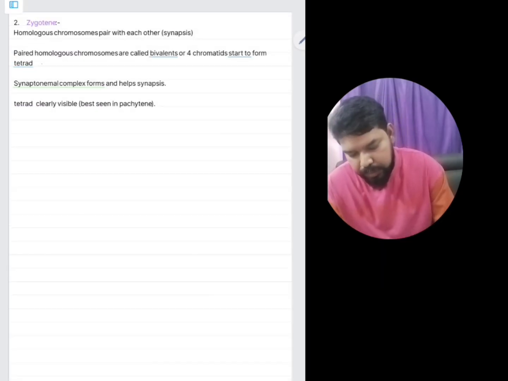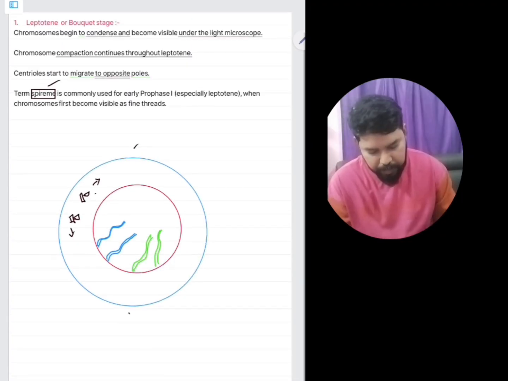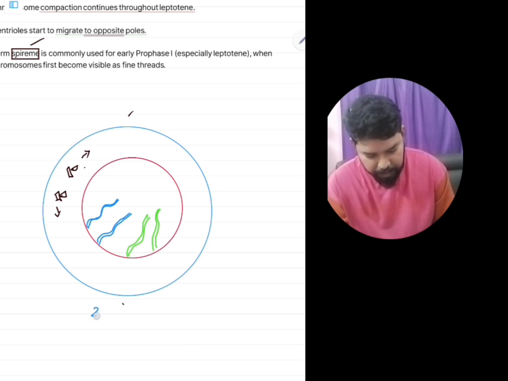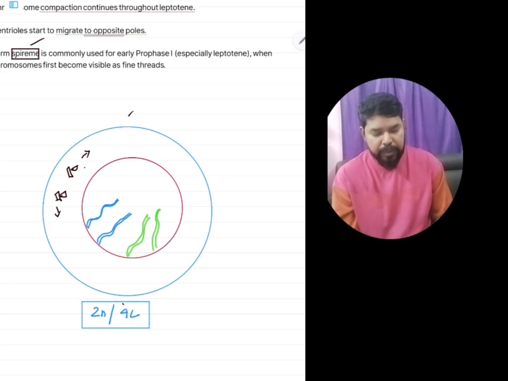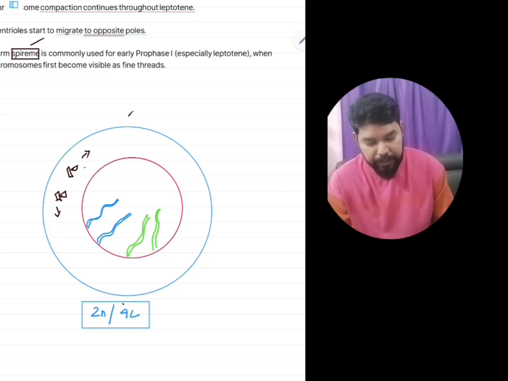Now the next one is zygotene. So let me draw another thing which is very important. I have skipped it. In this cell, can anybody guess what the ploidy of the cell will be, and the amount of chromosomes or C value? Obviously it will be 2n and 4c, isn't it? So the cell which has entered meiosis 1 will first of all have 2n and 4c. Why 4c? Because the DNA amount has doubled in S phase. That is why I have written 4c.